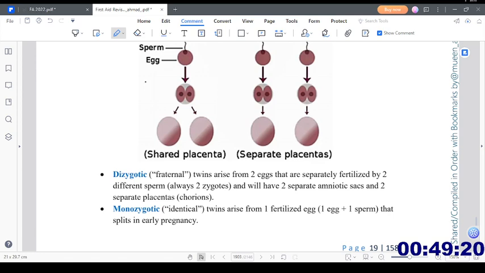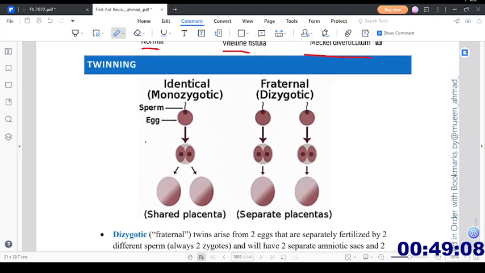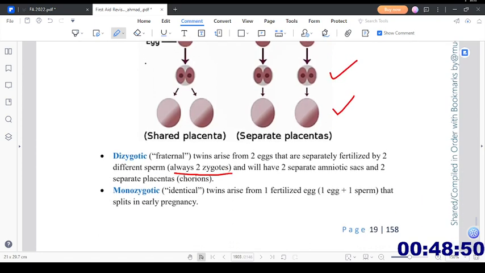Dizygotic or fraternal twins arise from two eggs that are separately fertilized by two different sperms, always two zygotes. We have two separate amniotic sacs and two separate placentas, so it is diamniotic, dichorionic. That is, there are two ova in the mother's body, and two separate sperms will come to form two separate zygotes. Those two separate zygotes will grow into two separate embryos, and resultantly we'll have two separate amniotic sacs and two separate placentas, or two chorions.